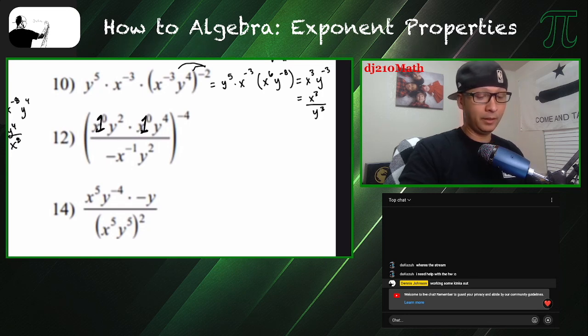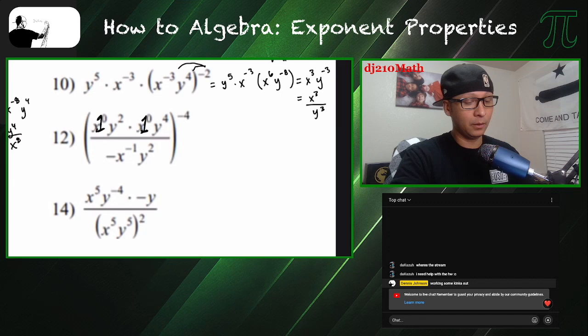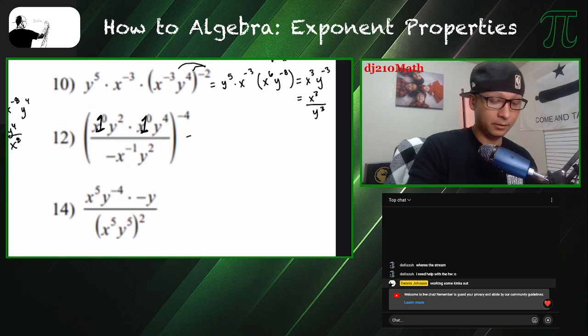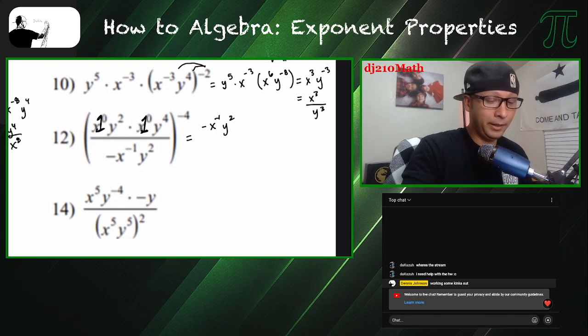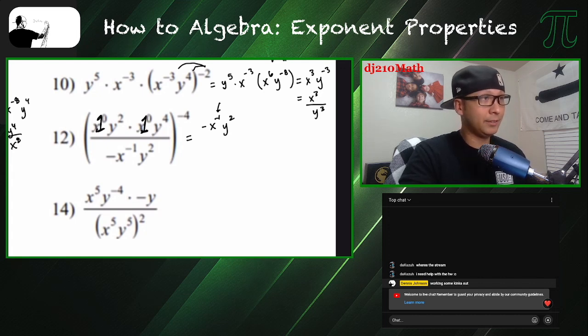This -4 exponent that's outside the parentheses will flip the parentheses part. So the fraction will flip and the negative will go away. Similar to the last problem. So we have negative x to the -1, y squared. When you flip it, a common mistake would be to change this negative right here. Don't change this negative. This negative stays negative in the flipping part. It'll turn here in a minute.